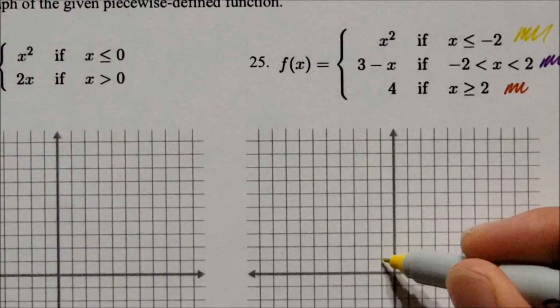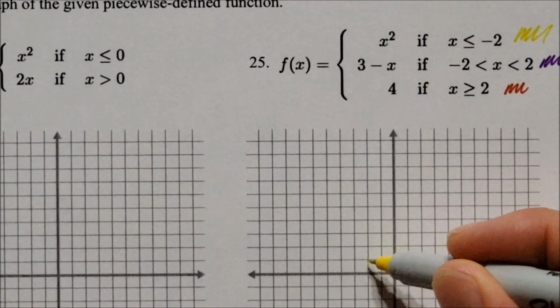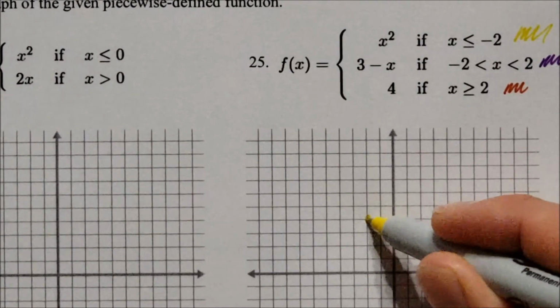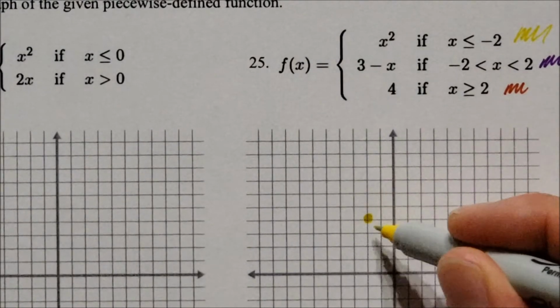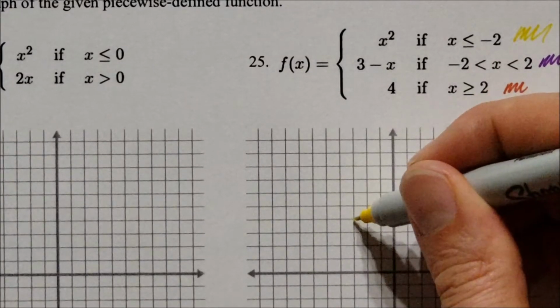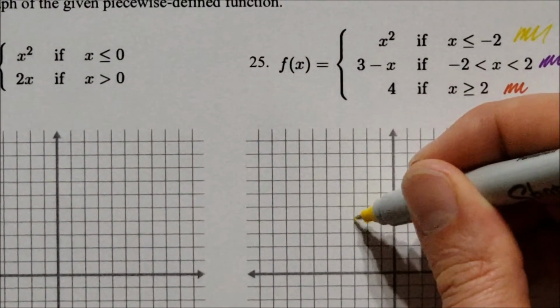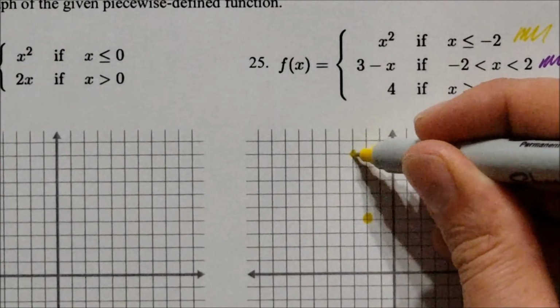0, 0 is a point, -1, 1 is a point, -2, 4 is a point. 1, 2, 3, 4, and it is less than or equal to, so we're going to include that -2, 4. -3, 9, let's see, that's 4, 5, 6, 7, 8, 9.